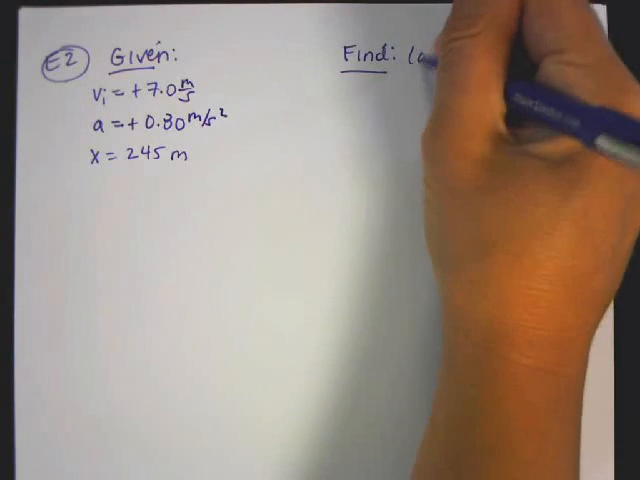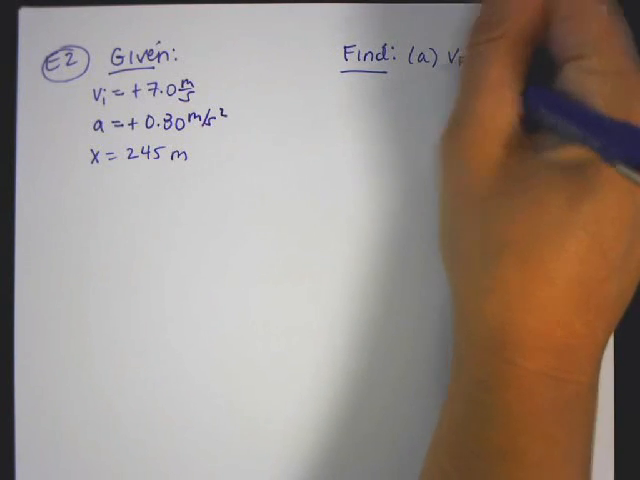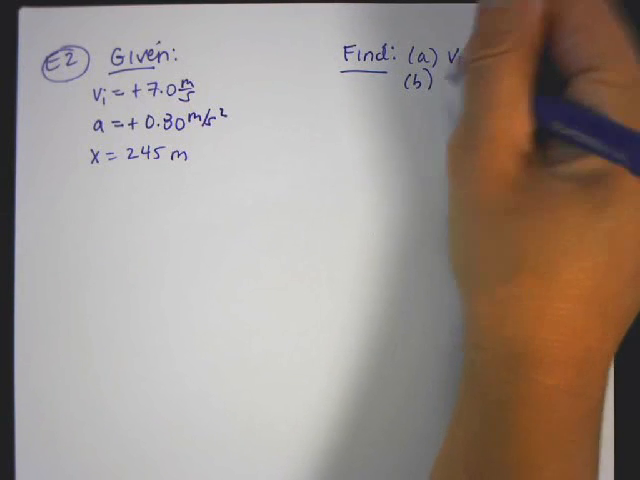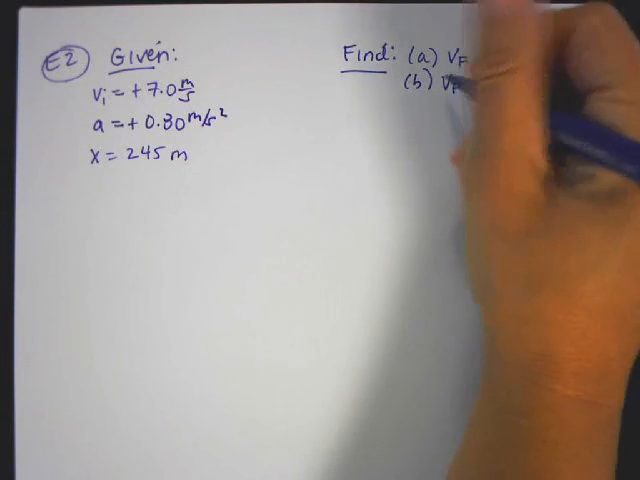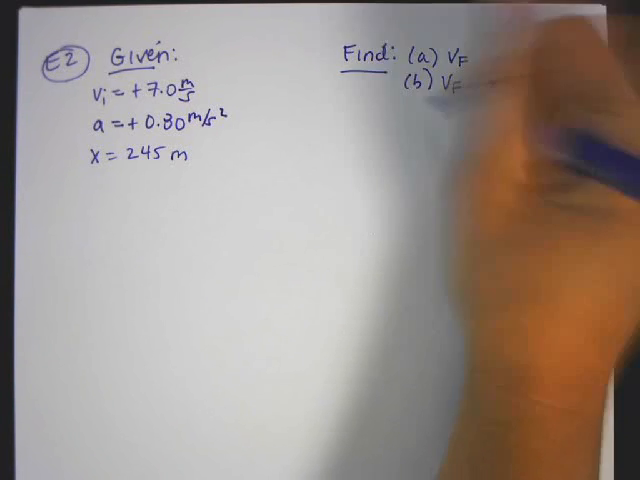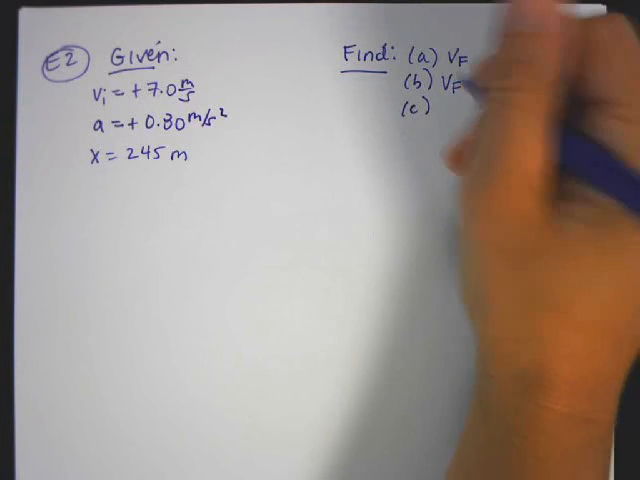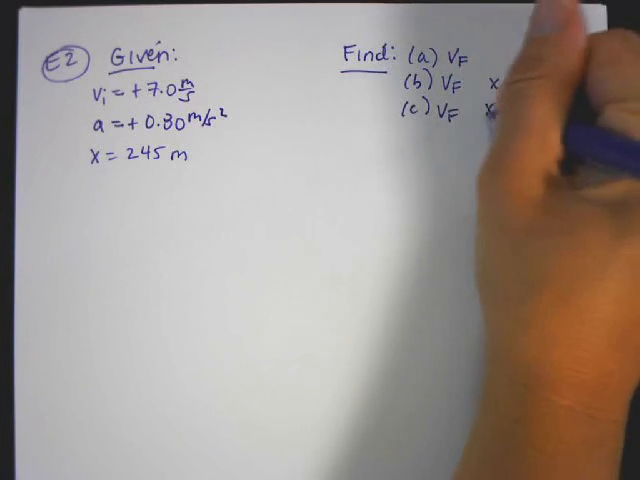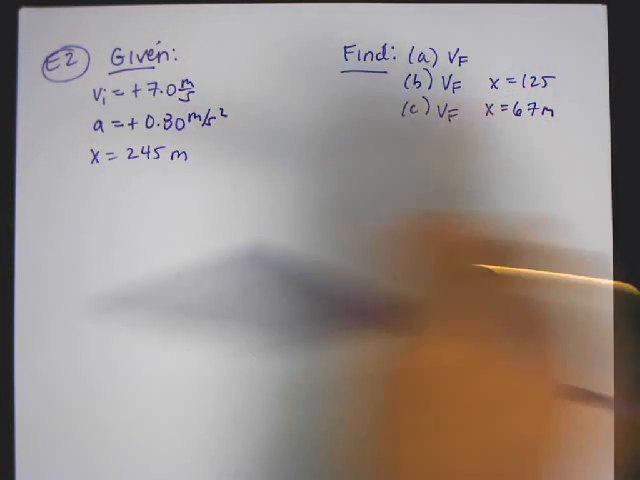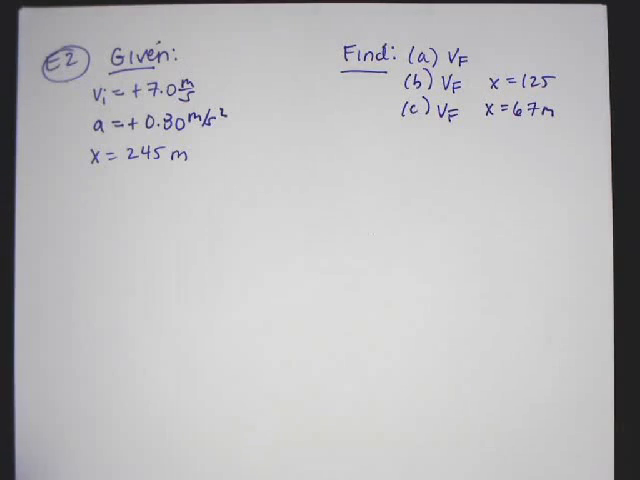A, what is the velocity at the end of the acceleration? B, what is the velocity after it accelerates for 125 meters? So then I want to find VF when x is 125. C, what is the velocity after it accelerates for 67 meters? I want to find the velocity when x is equal to 67. So basically for B and C, I'm doing the same thing, except I'm just changing the x.